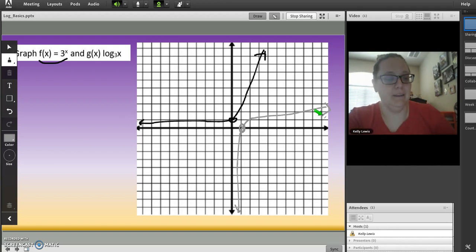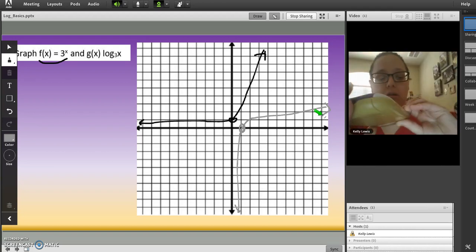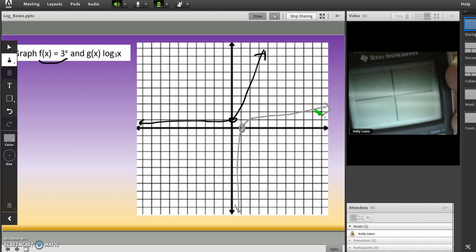Actually, I can just show you my calculator. I'm going to show you without the base of 3, so I just type the 2 in. So this is 3x right here. It goes through 0, 1, and this is log x. It's going to go through 1, 0.